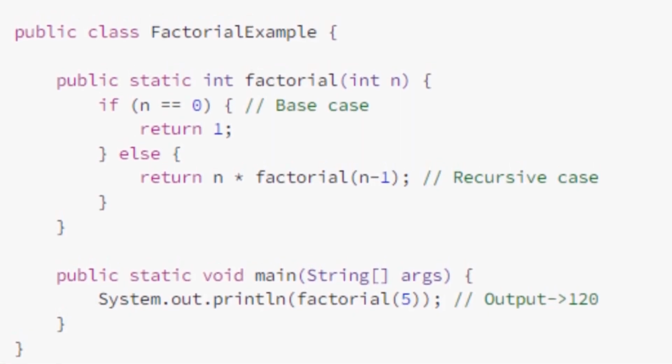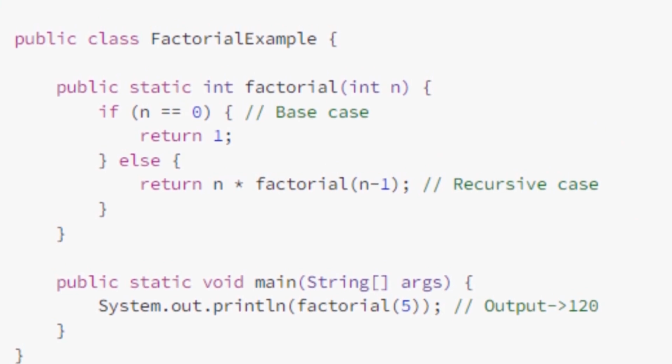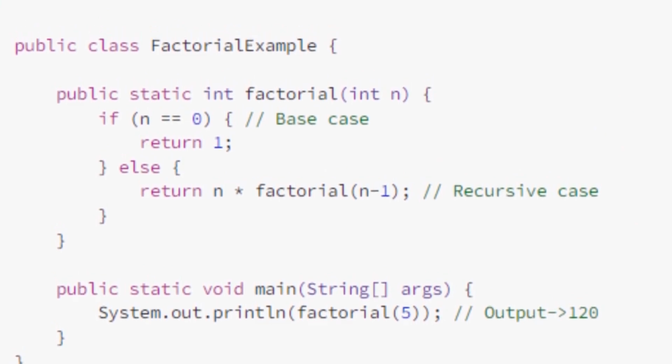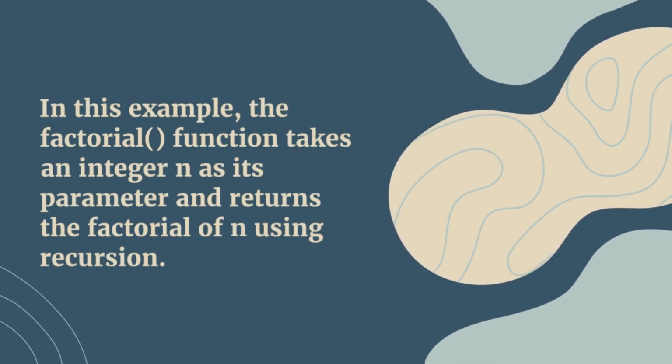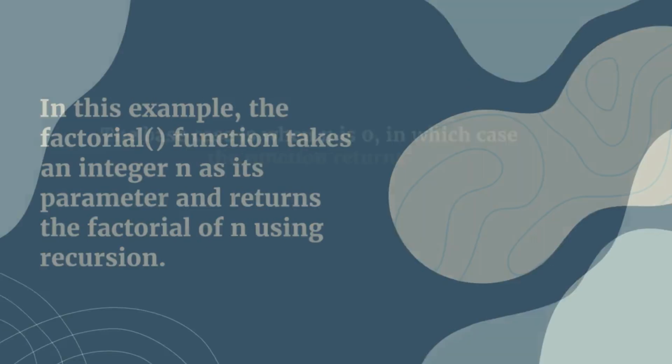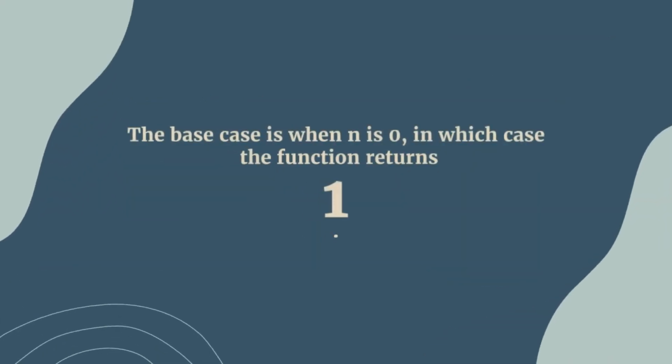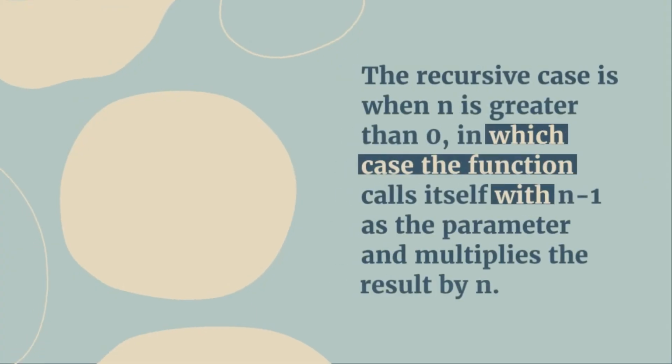In this example, the factorial function takes an integer n as its parameter and returns the factorial of n using recursion. The base case is when n is 0, in which case the function returns 1. The recursive case is when n is greater than 0, in which case the function calls itself with n-1 as the parameter and multiplies the result by n.